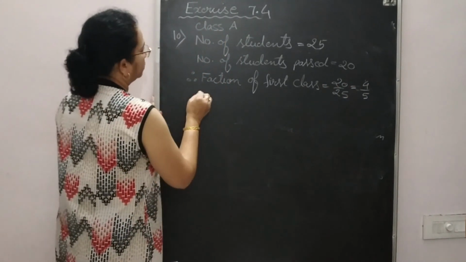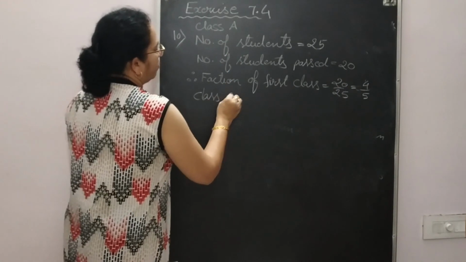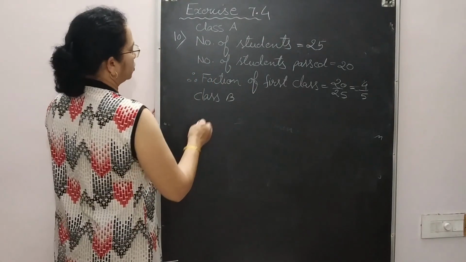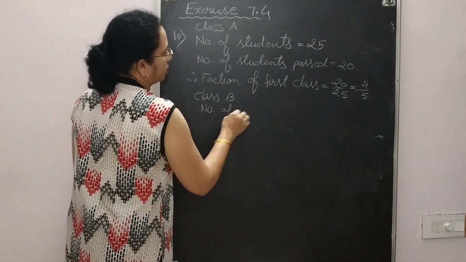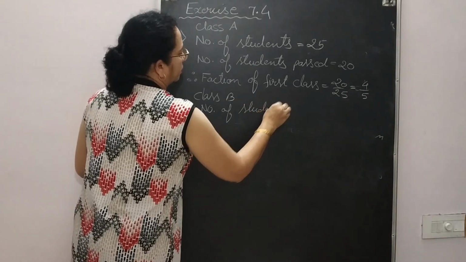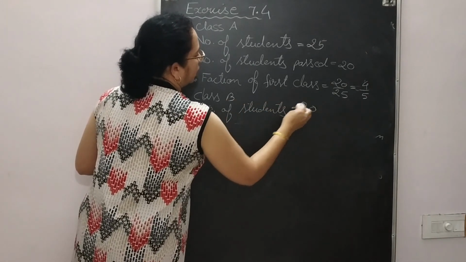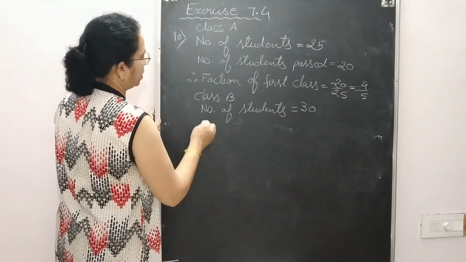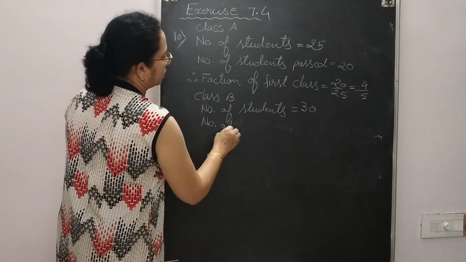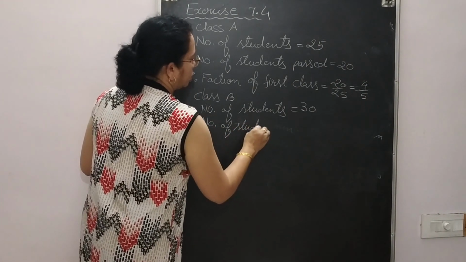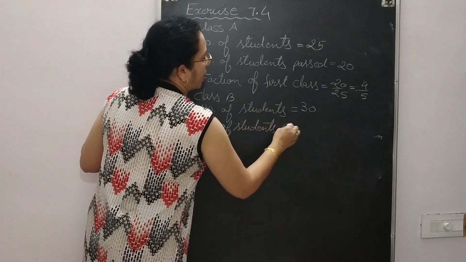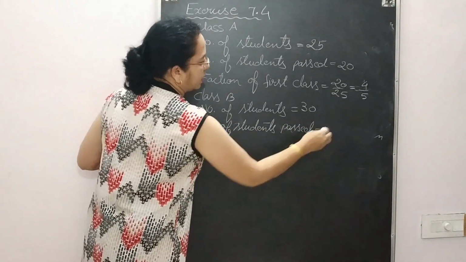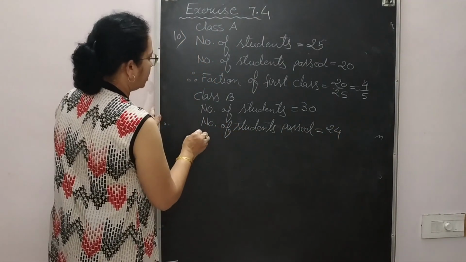Similarly, we can do for class B. Now we will talk about class B. What is given here? Class B of 30 students. So now number of students in class B is equal to 30. Then what is the next statement? 24 passed in first division. So number of students passed in first division. If you want, you can write down that also. Otherwise, if you are writing statement in short, that is also correct.